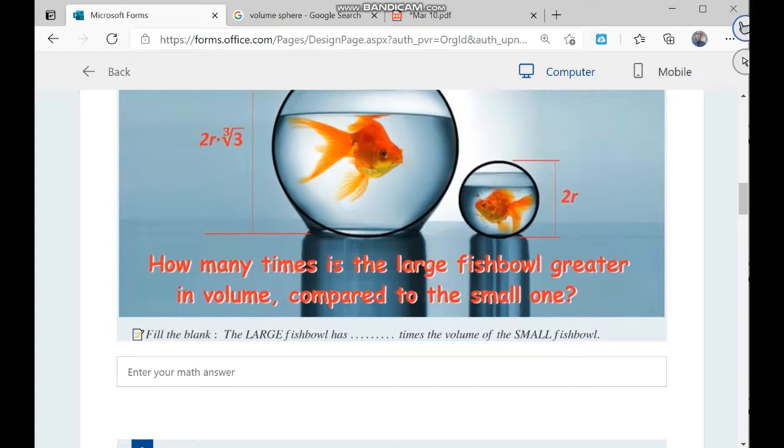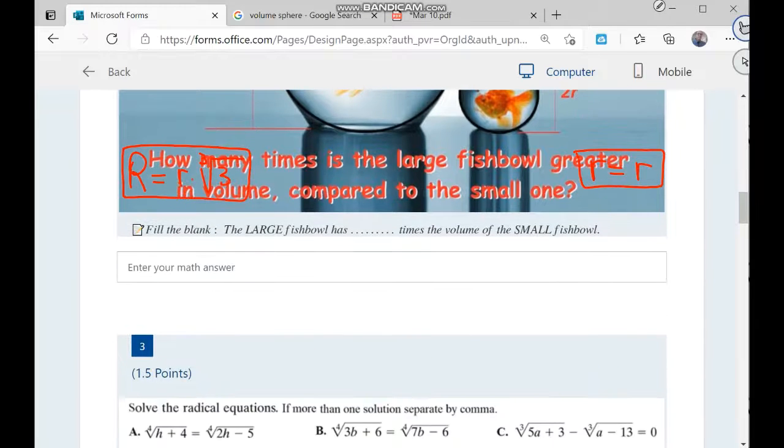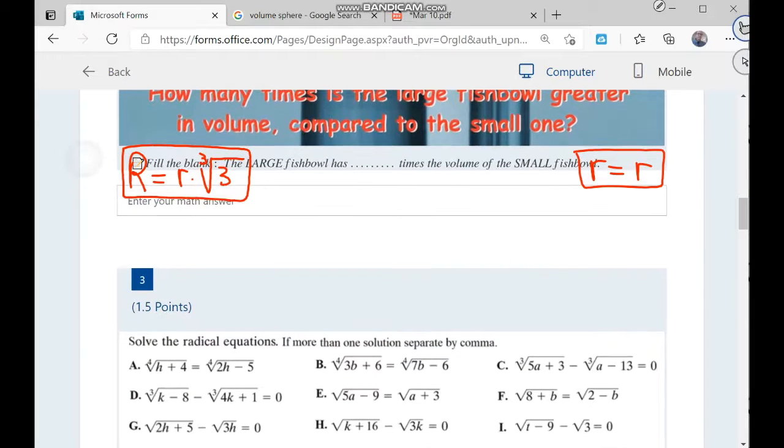We will need the radius of the large one. Let's say the radius is capital R, and the radius of the large one is R times the cube root of 3, and the radius of the small one is just lowercase r. So those are the radii. And we can calculate the volume. The volume of the large one is 4/3 pi capital R cubed.